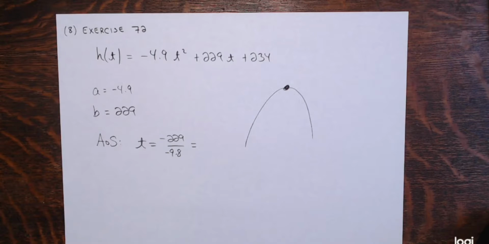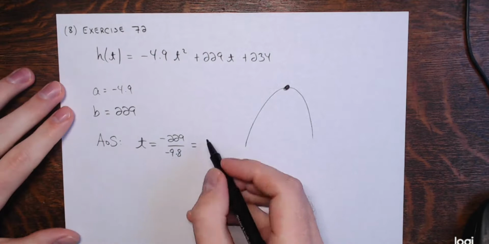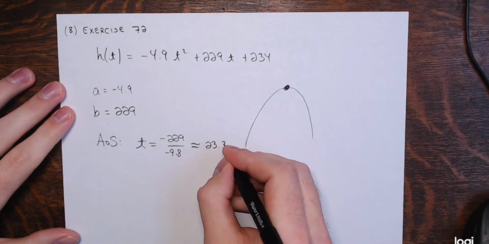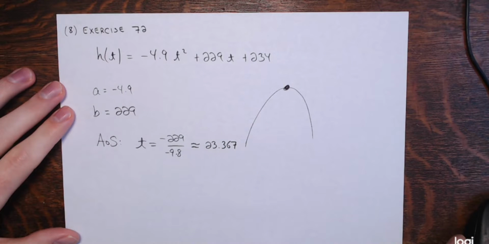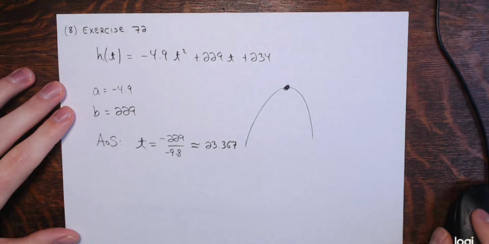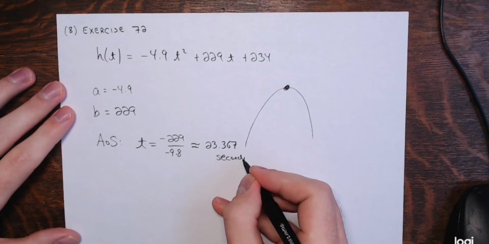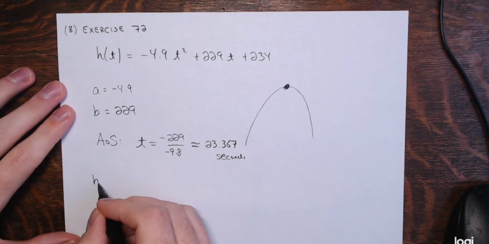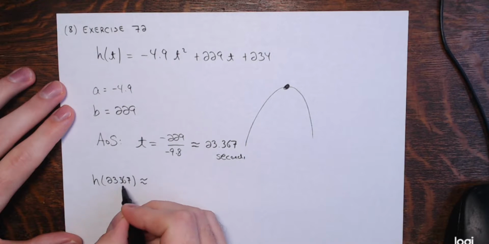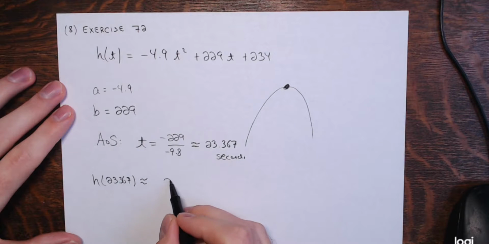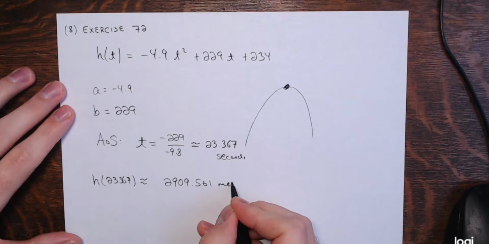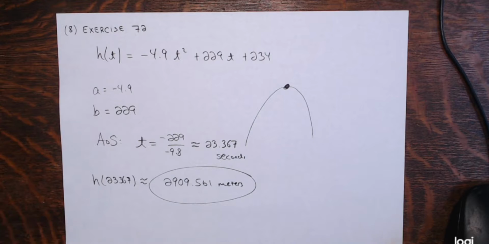Going back here, I'll say this is approximately 23.367, and I think it was in seconds. Yeah, it said time was in seconds, right? So this is seconds. So after this many seconds, the height of the rocket is approximately, according to that page there, 2,909.561 meters in the air. And that's what we were asked to do, right? Find how high it was at its highest point.